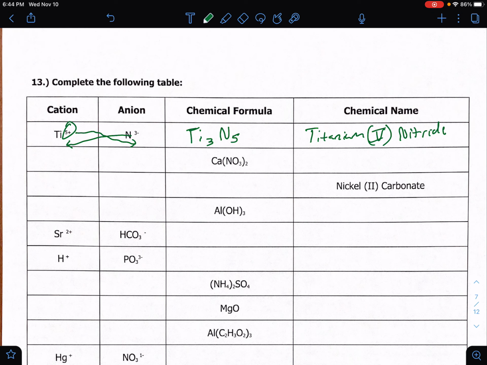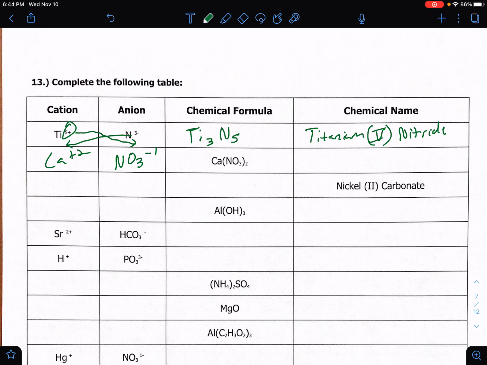Okay, next one, I was given the formula, so I have Ca(NO3)2. So I need to figure out the cation and anion. The trick is, if you just want to go to the anion, you can go to the anion for every single one of these first, because anions don't change their charge. So you're going to get NO3, so we know that is NO3 with a -1 charge, and calcium has a charge of +2. I can just find that on the periodic table.